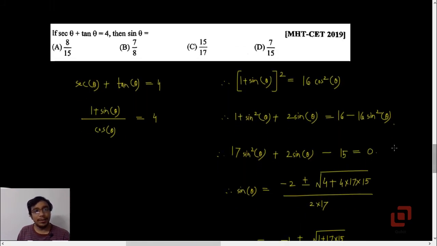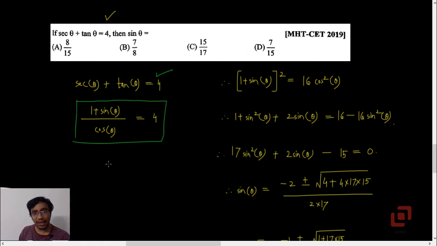If sec theta plus tan theta is 4, then sin theta is equal to 8 upon 15, 7 upon 8, 15 upon 17, 7 upon 15. First, you start with the expression that's given to you and its value 4. Now try to bring in sine. So sec is 1 upon cos, tan is sine upon cos. So we have got 1 plus sine theta upon cos theta is 4.